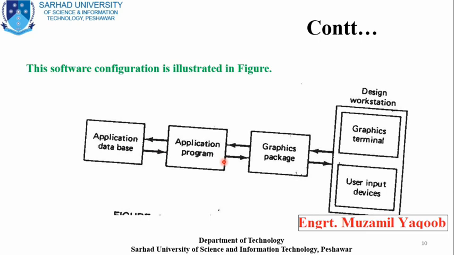In this picture you can see the design workstation and how it interacts and works with the three modules of graphical configuration, as we discussed in previous slides: how these three modules connect with each other and how they work with the design workstation. It is clearly illustrated in this figure. So this was all about today's lecture.